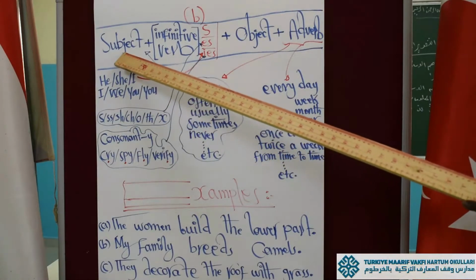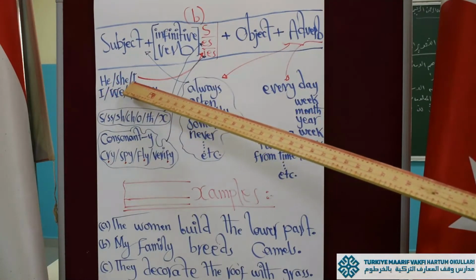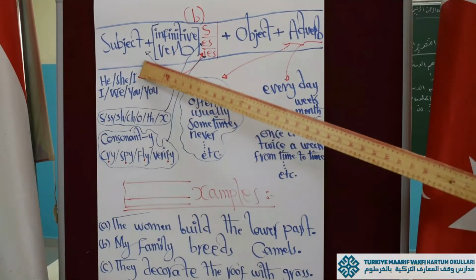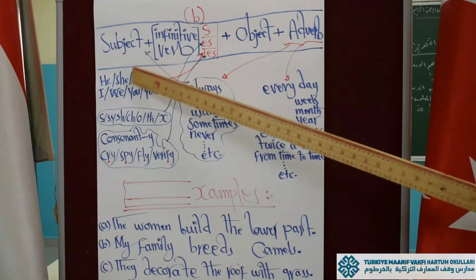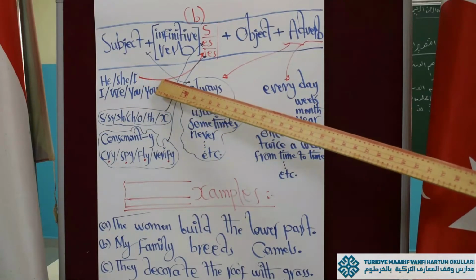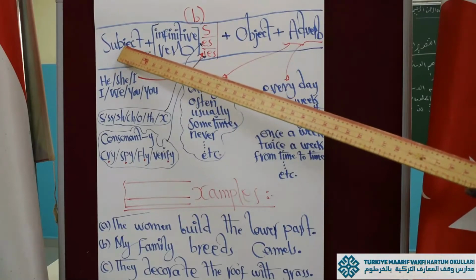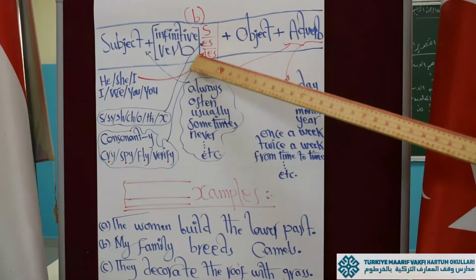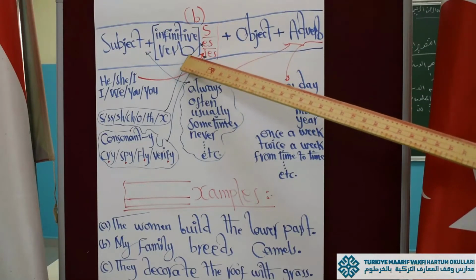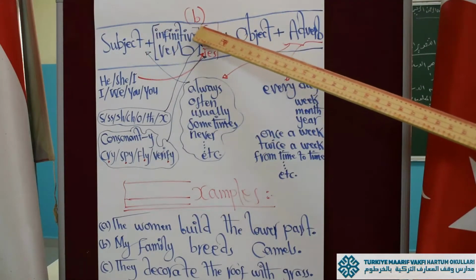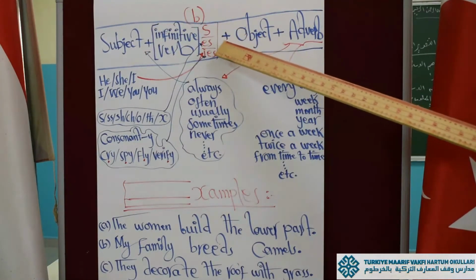We have the subject, which may be he, she, it. Unfortunately, here it is it, not I. He, she, it, not I. That can be the subject. Here we will have the infinitive verb. Infinitive verb means a verb which is not the past tense form, neither the past participle form. No, it is only the infinitive form.